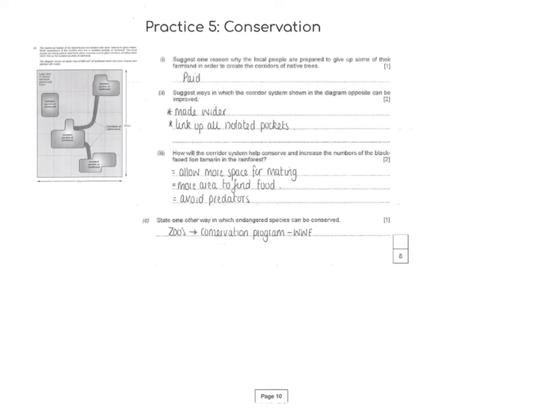How will the corridor system help conserve and increase the number of black-faced lion tamarins in the rainforest? Well, it's going to allow more space for mating because you can have male ones here able to go find females to mate. Allow more area to find food. So if resources are short here, they can move elsewhere to find food. And they can avoid predators. Okay, so if there's lots of predators here, they are then able to go to different pockets to avoid predation.